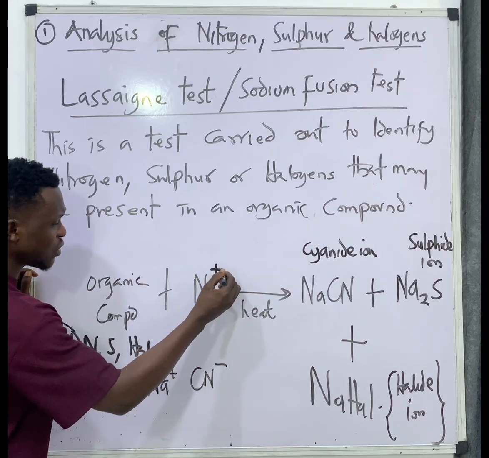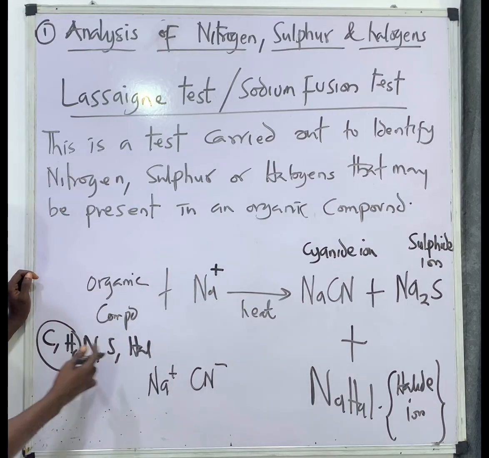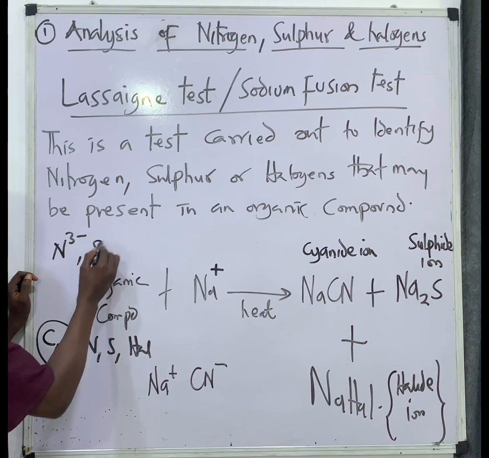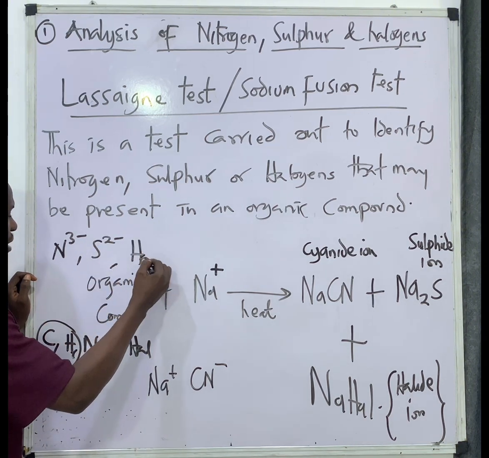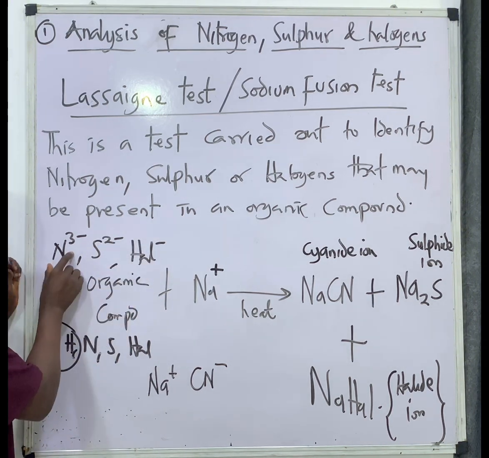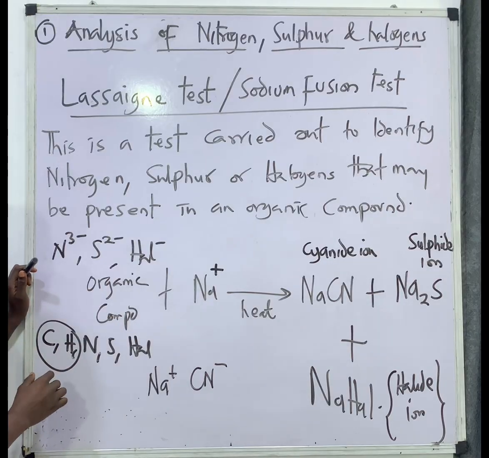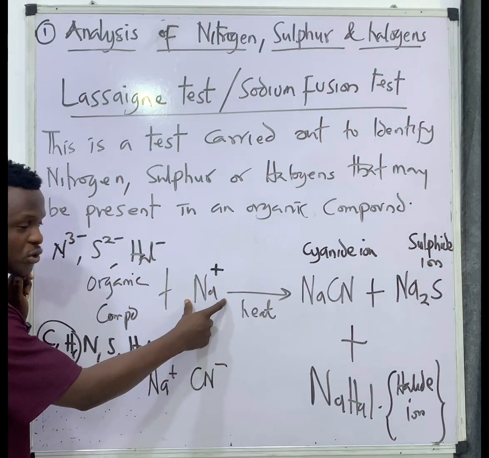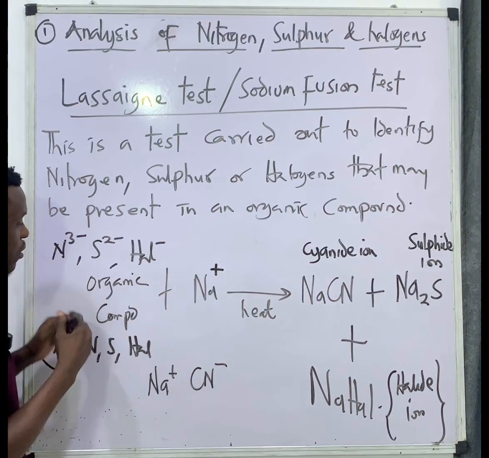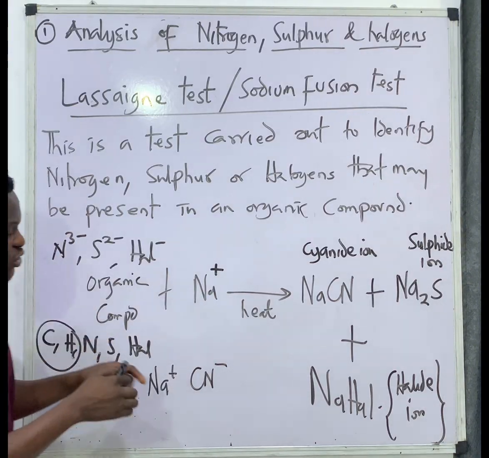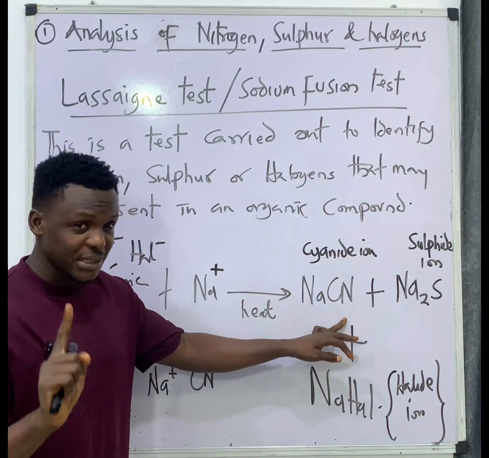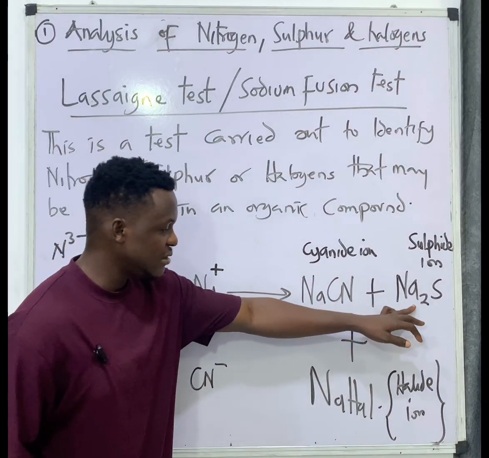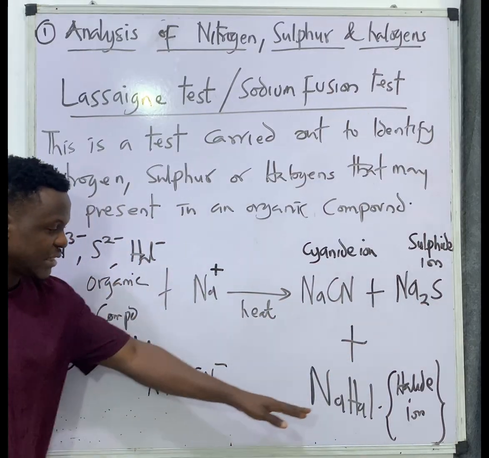Sodium has a positive charge, and each of these elements, so nitrogen has negative charge, sulfur has negative, and halogen will always have negative. So if any one of them is present, it will actually be attracted towards this sodium, which is plus. So if nitrogen is present, nitrogen is converted to cyanide ion, cyanide. If sulfur is present, sulfur is converted to sulfide. If halogen is present, it is converted to halide.